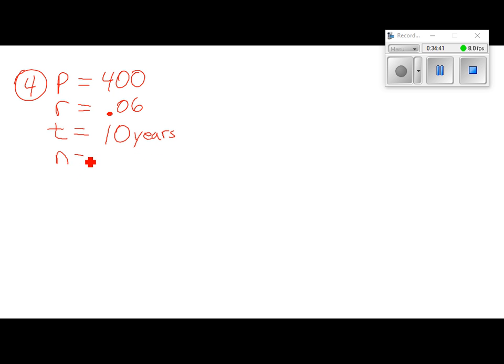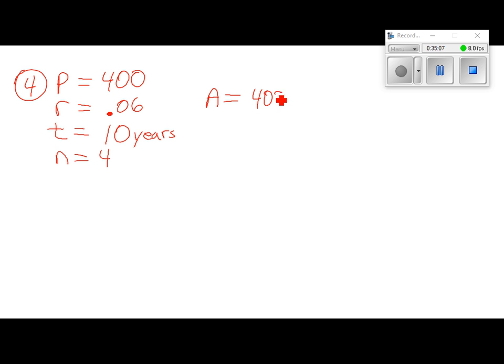And our n, do you want to go semi-annual, which is 2? No, let's just keep it quarterly. Which one do you want to do? Quarterly. So how many times per year? 4. So 400. So we plug into that formula.